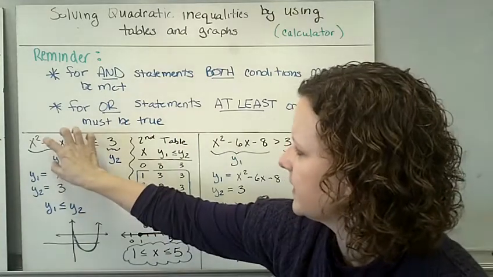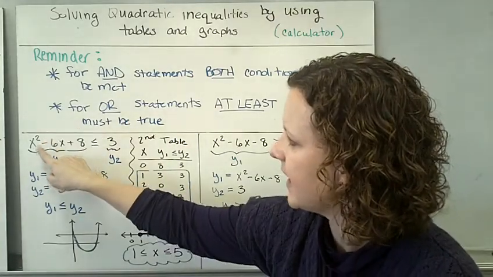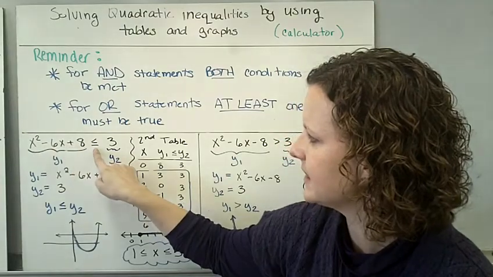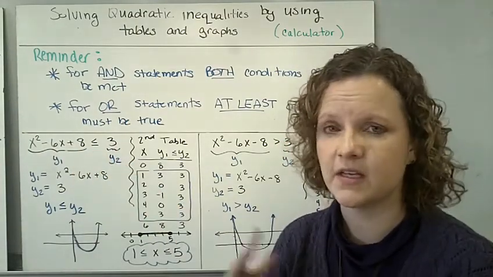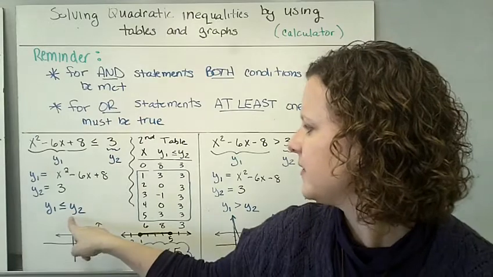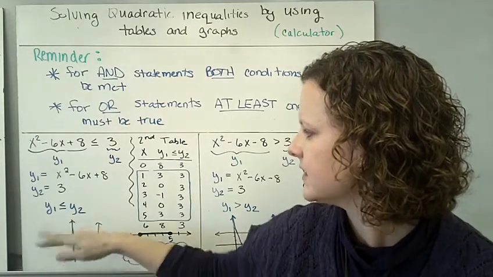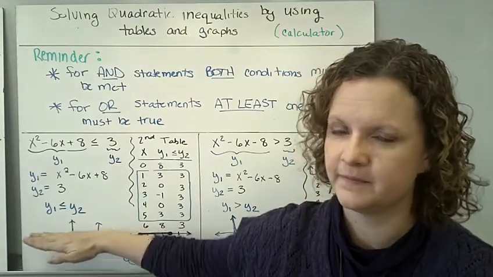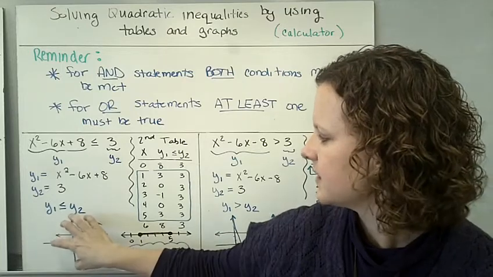So our first example here, we have x squared minus 6x plus 8 is less than or equal to 3. So it's an inequality. You have a quadratic expression less than or equal to a linear expression. So graphically, this is what it looks like.